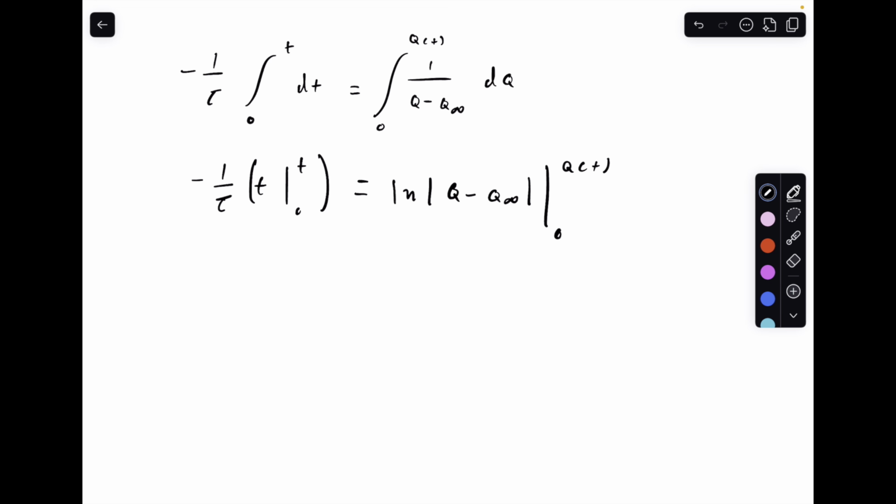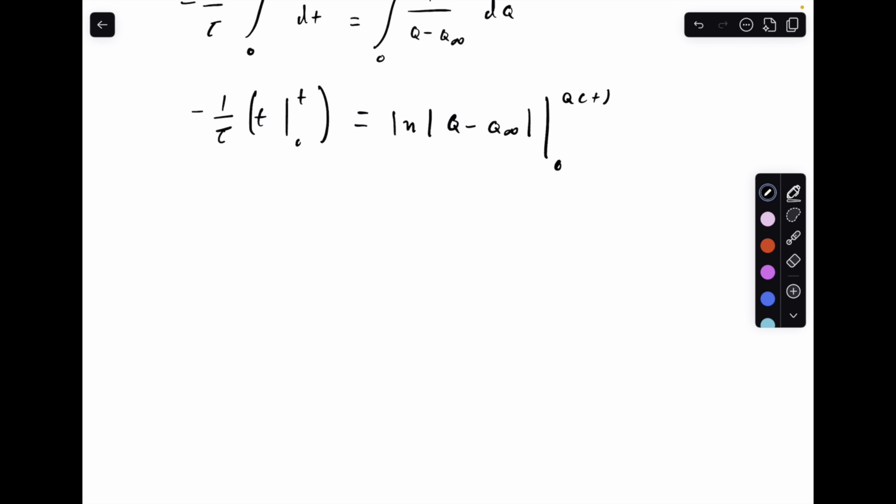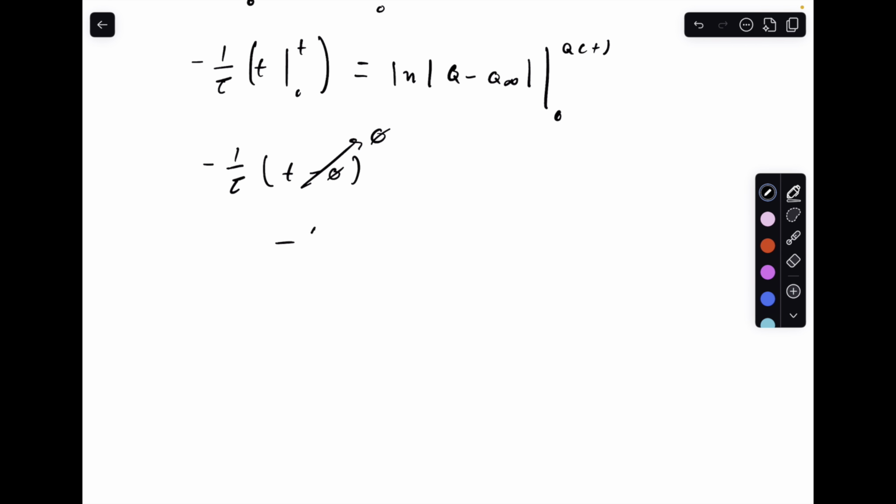And now we got through the solving part. Now we're just going to simplify, right? So this left-hand side will turn into 1 over tau times t minus 0, right? And t minus 0 is just t. And this turns into negative t over tau, right? See, that negative is there. I told you it would show up again, right? This term, I've referenced it before.